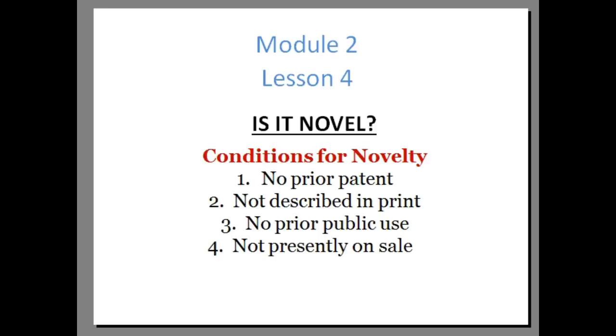Number 3, no prior public use. You are allowed to sell a certain number of items as you're developing your product, but you cannot have prior use for that item in a big way. I'm not sure exactly what the number is that you can sell, but you can't have prior public use. And number 4, pretty obvious, not presently on sale. You can give them away, you can test them, you can sell a few test products, but you cannot have them presently for sale.